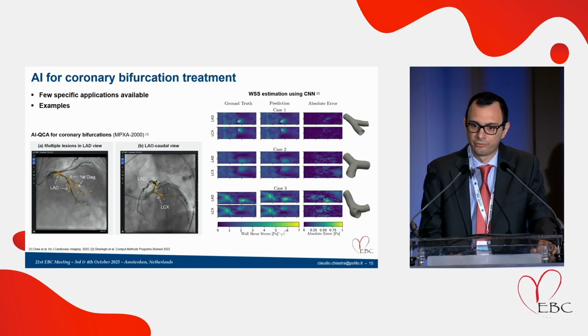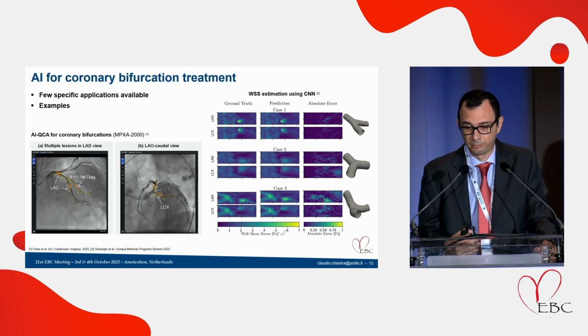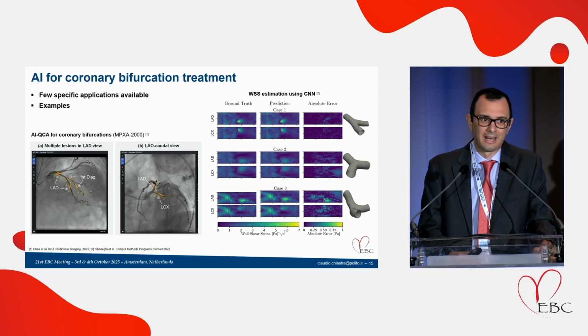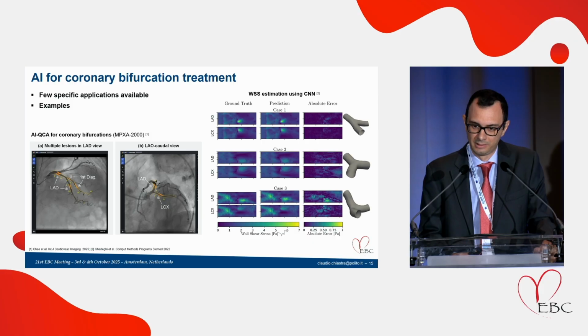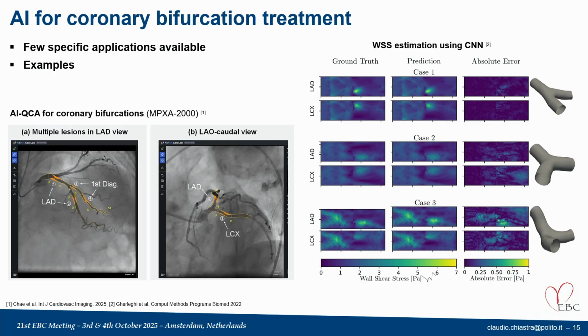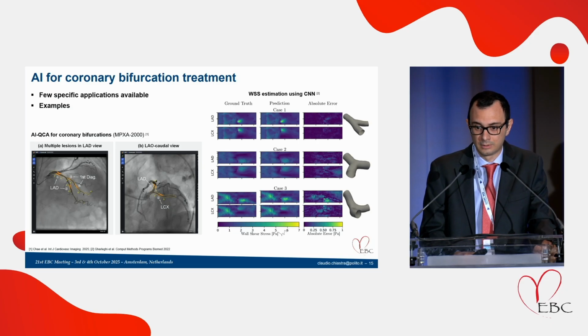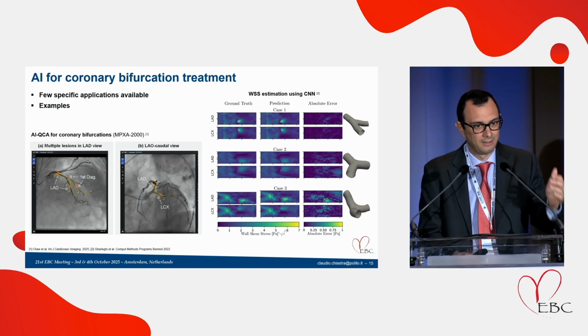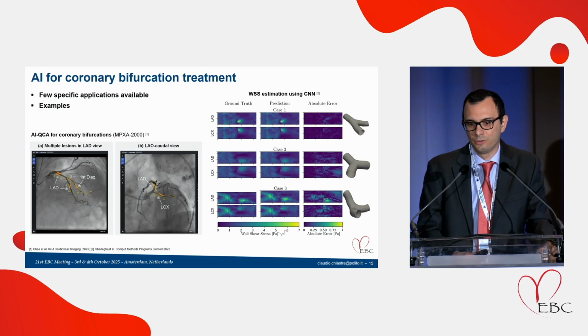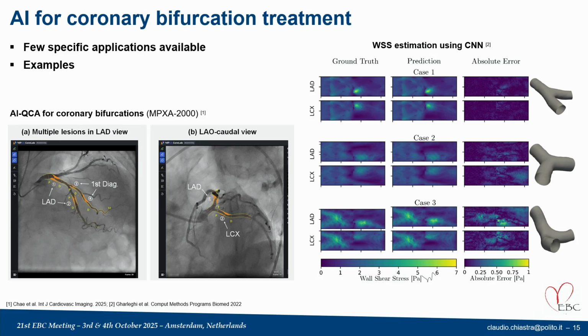Regarding the use of AI as a support tool for coronary bifurcation treatment, there are few specific applications available at the moment. There are some examples related to image analysis, and I show on the left this AI-based PCI software, which is able to identify the coronary bifurcations and the coronary bifurcation lesions. Then in the following presentation, there will be an example also on the use of AI in the context of coronary bifurcations for education and training.